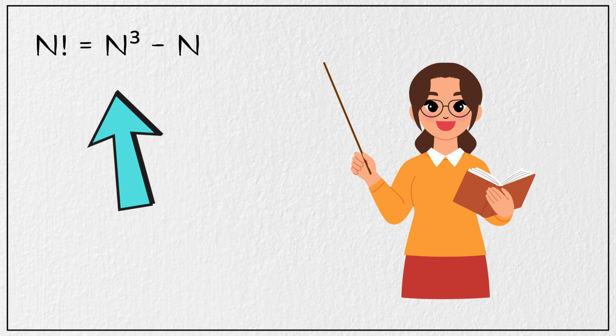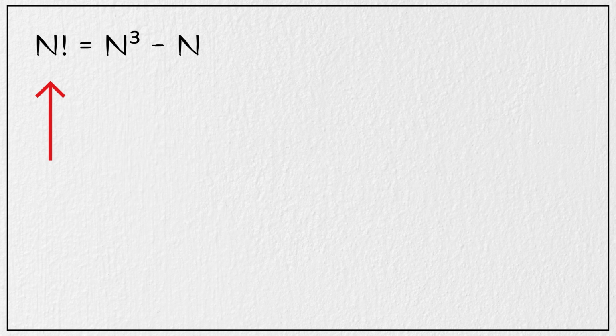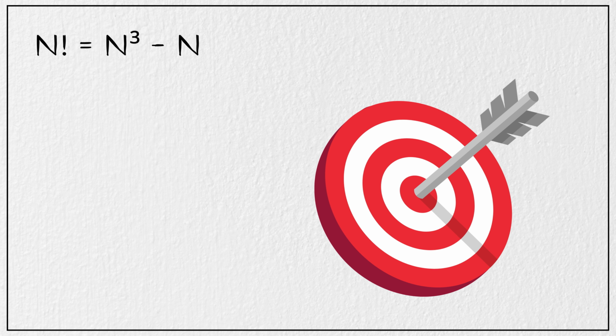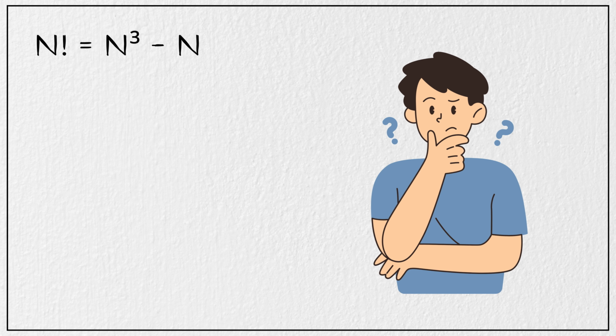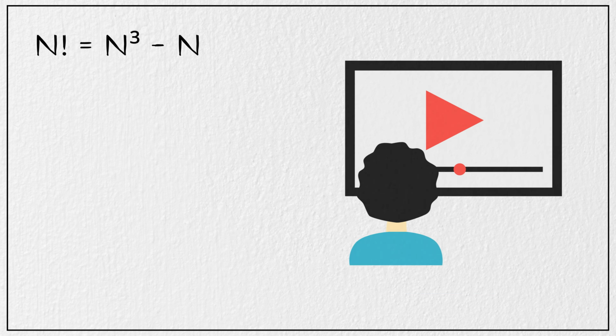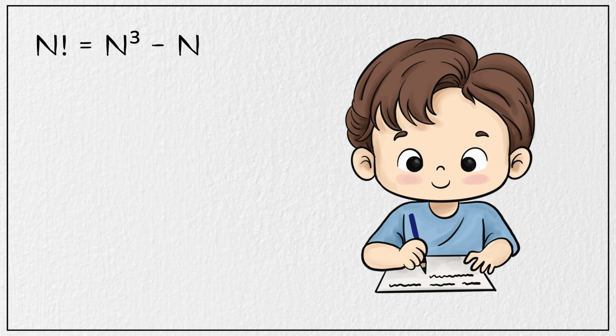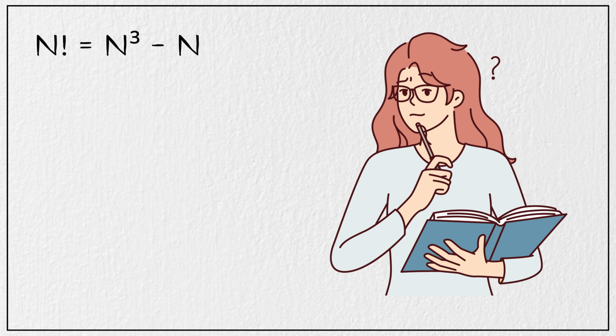This brain-twisting equation looks easy until you try solving it. We have given n factorial equals n cubed minus n, and our goal is to solve for n. Take a moment to think about it. Pause the video if you want to try solving it on your own, and then come back to check your answer.